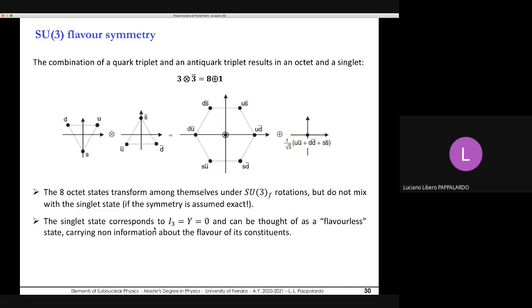The singlet state corresponds to vanishing third component of isospin and hypercharge. And this can be thought of as essentially a flavorless state, in the sense that it carries no information about the flavor of its constituents. In fact, you have each flavor and each antiflavor altogether. So this is essentially a flavorless object.